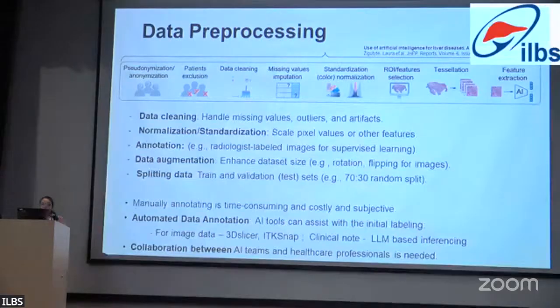And next is the splitting of the data for training and validation, that I have already explained, what is training and what is validation. So mostly it is a 70-30 random splitting of the data. And manual annotation is a bottleneck that I have already mentioned. And there are automated data annotation tools available. While it saves a lot of time for the annotation, the marking of the region of interest, mainly in the image data, and other types of marking and labeling are possible.